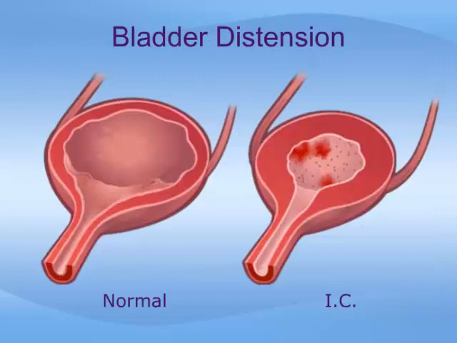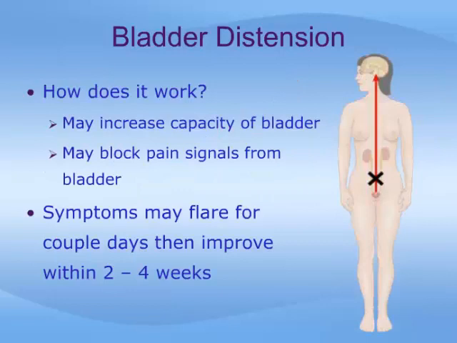This slide illustrates a normal bladder on the left and the bladder of an IC patient on the right. Note that the bladder in the patient with IC is smaller in capacity and has tiny pinpoint areas of bleeding called petechiae. This drawing also shows a few classic Hunner's ulcers, which are less commonly seen, but indicate a more severe condition.